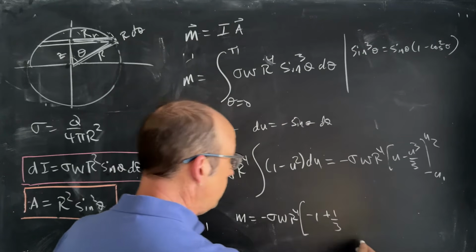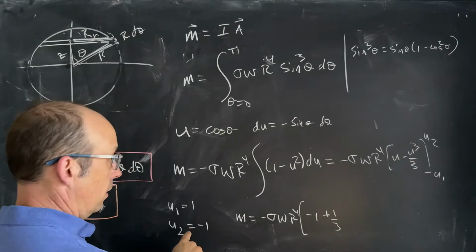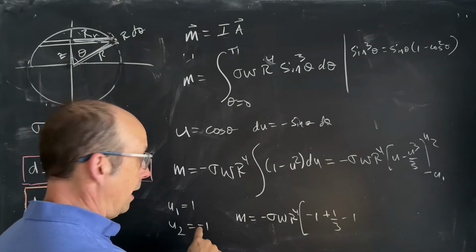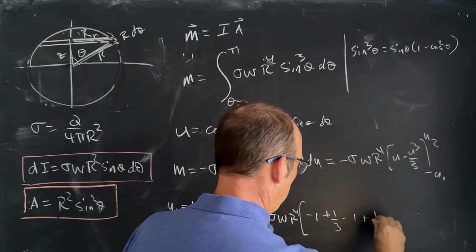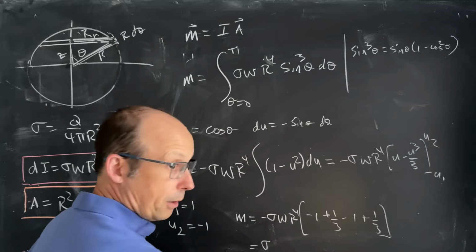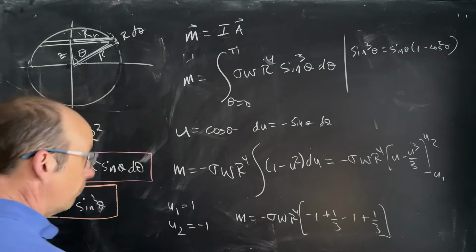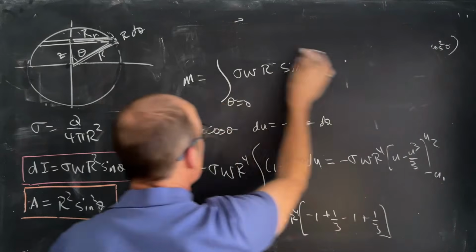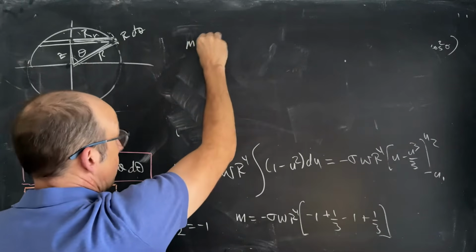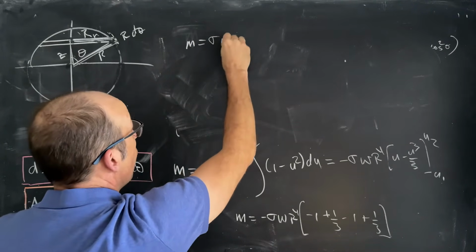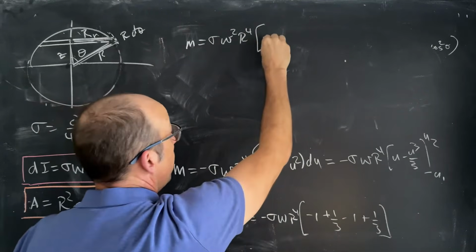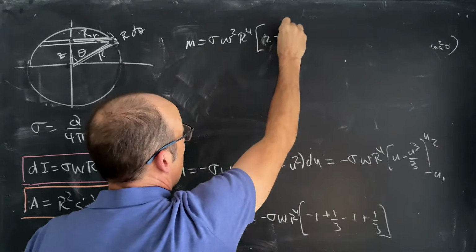And then I can say subtract this, so I get minus 1, and then minus a negative, so plus 1/3. So this is going to be equal to, I'm going to factor out the negative, sigma. I did run out of room. Look at that. OK, let's just put it up here. We're almost done. I have trouble evaluating limits sometimes. So m is going to be sigma omega r to the fourth, and then I have 1 plus 1 is 2 minus 2/3.